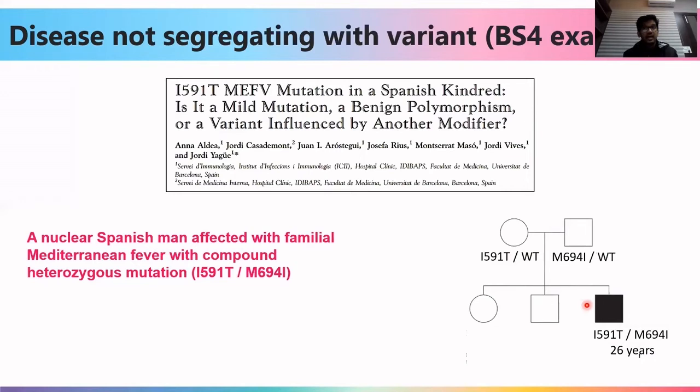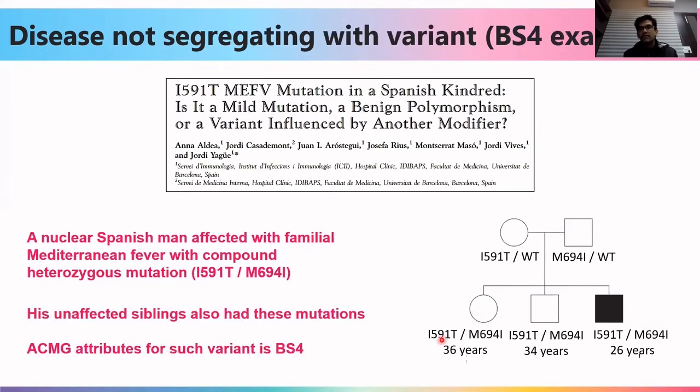So you might think you can put it as PP1, but Sanger sequencing of the siblings shows they both have the same mutations and both are unaffected. This shows that even though they have the mutations, they do not manifest the phenotype. So both mutations are not responsible for the disease, the variant is not segregating with the disorder, and you will mark it as BS4. Okay.